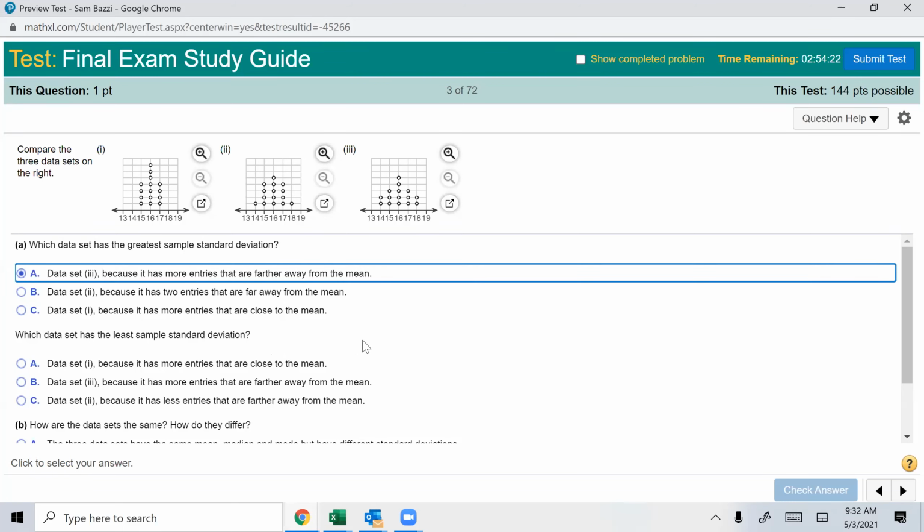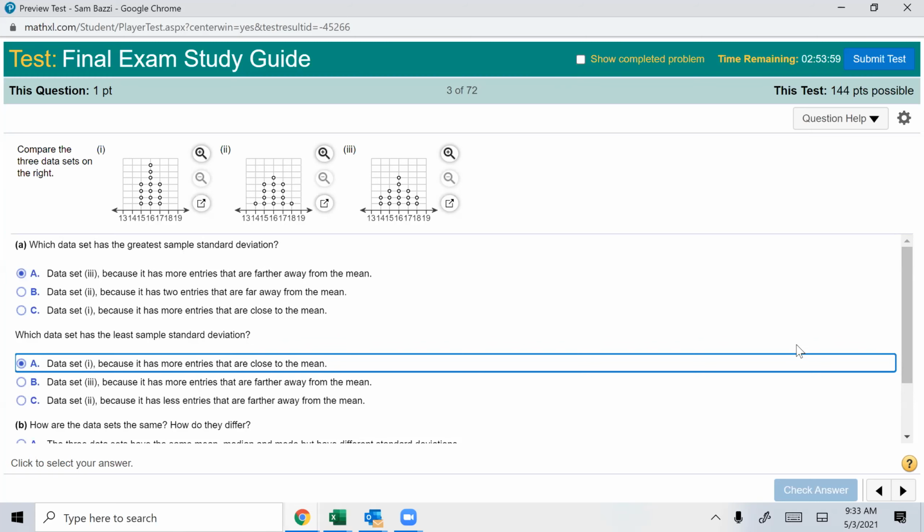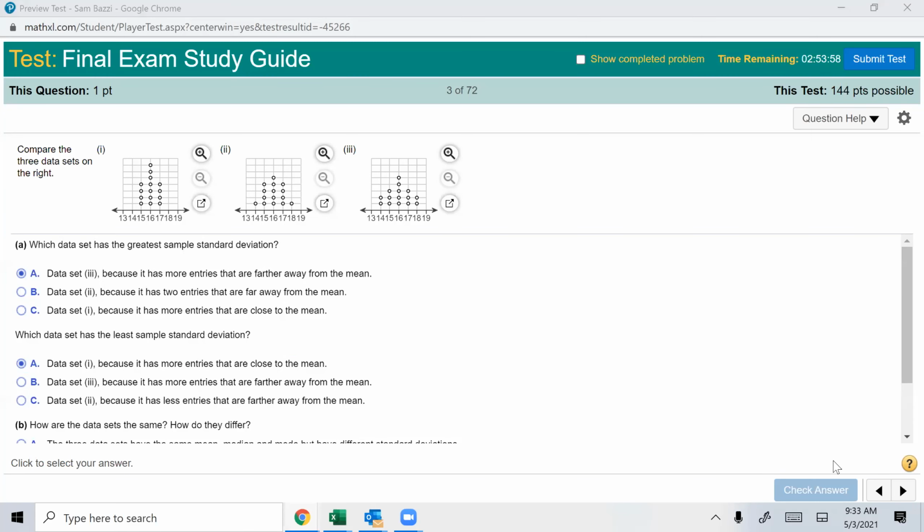Which data set has the least sample standard deviation? Where do you think the data are confined together? Would you guys agree it's the first one? Look at the data gathering around the mean. And the mean is right 16. The mean is 16 right there. So because it has more entries closer to the mean. All right.